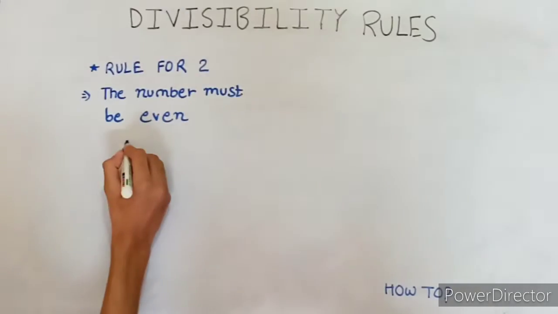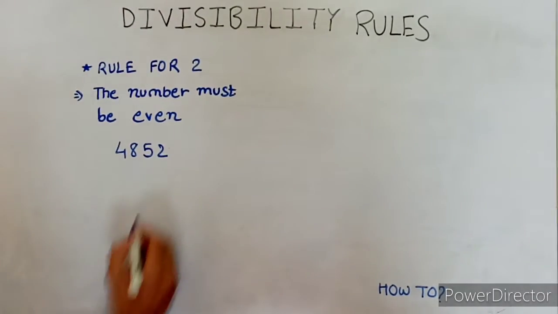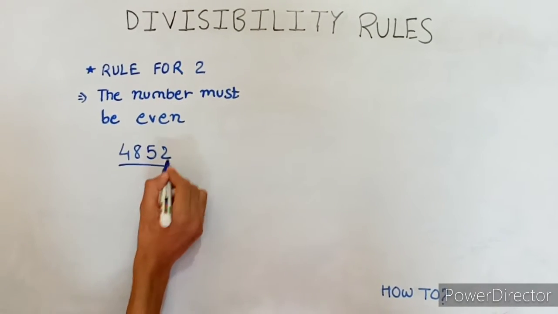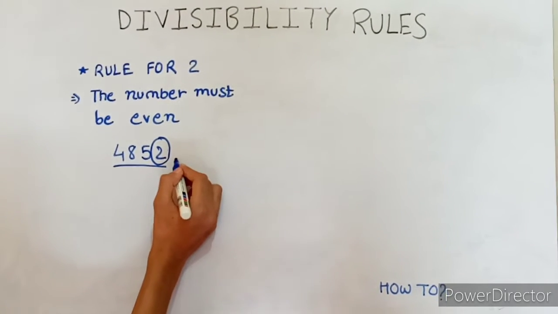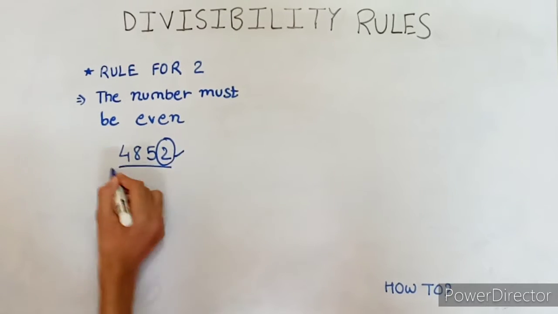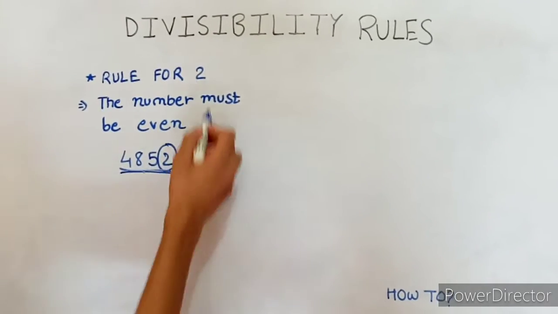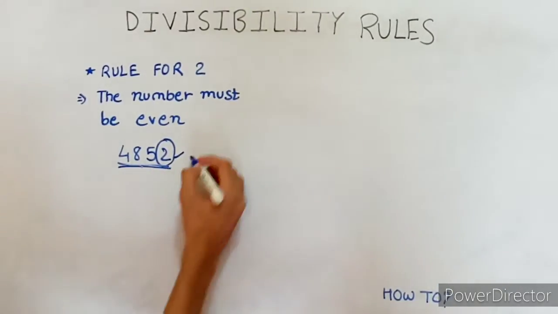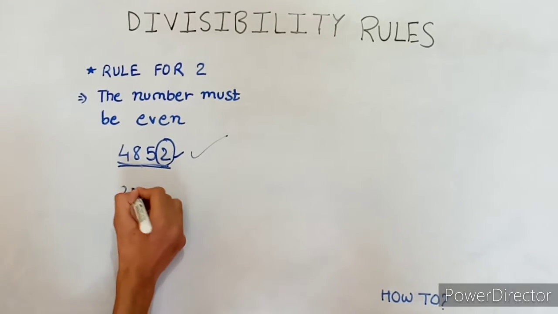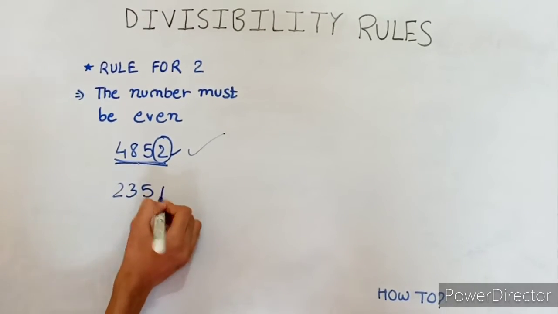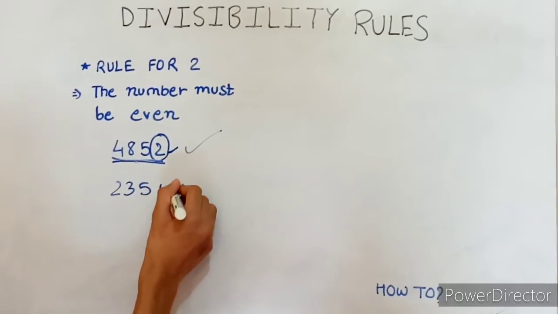Let us take an example. Let me take a number as 4852. Now this is an even number. We can know by seeing its last number, that is the units digit. So this is even, so the whole number is even, and if the number is even, then it is divisible by 2. So this number is divisible by 2. Let us take another example. Now this is 2351. This is an odd number, so this is not divisible by 2.